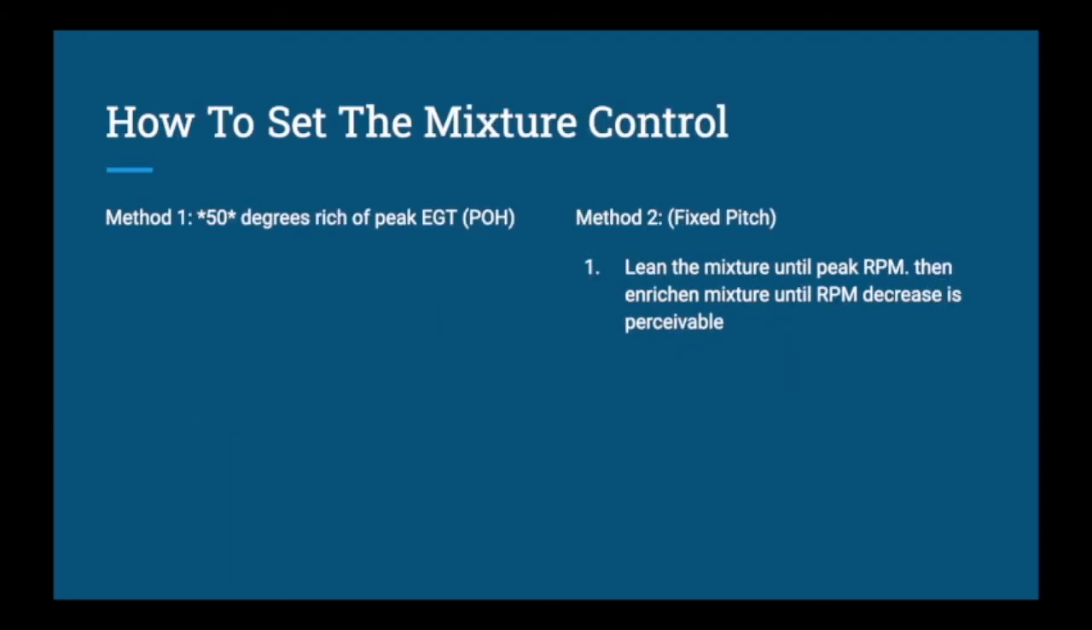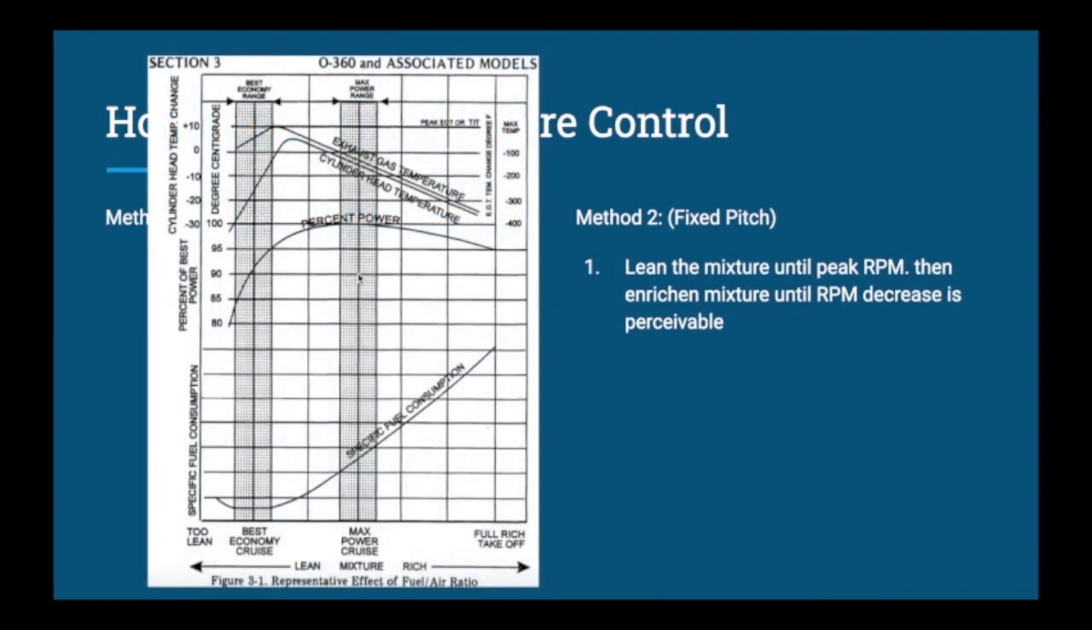So now we're going to go over leaning out the mixture control. Two different methods. Method number one, we can be 50 degrees on the rich side of our peak exhaust gas temperature. This method is found in the POH, and it uses this chart essentially. We have 4 different lines on this chart. Starting from the top, there's the exhaust gas temperature, the cylinder head temperature, your power, and your fuel economy, which is the specific fuel consumption. Starting from the right is full rich, left is lean.